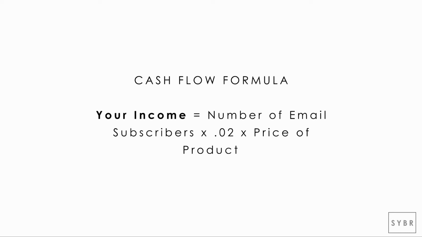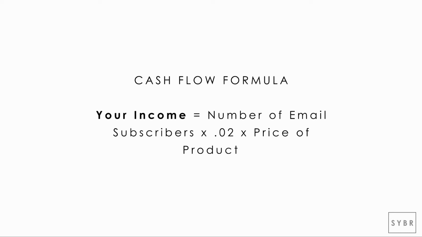And then you have the conversion rate times the price of your product. So let me go through that again. Your income equals the number of subscribers or the number of people in your audience times 2%, which is the conversion rate, times the price of your product. So if you know that you want to have a product that is priced at a certain price point and you use the conversion rate, you know that you have a particular profit goal, then you will be able to determine how many people on your list you need to have in order to meet that goal.